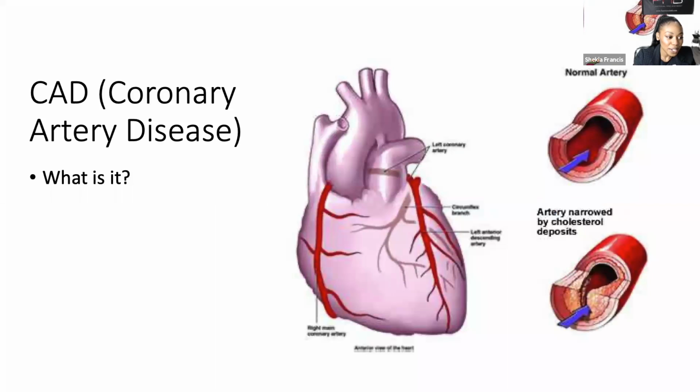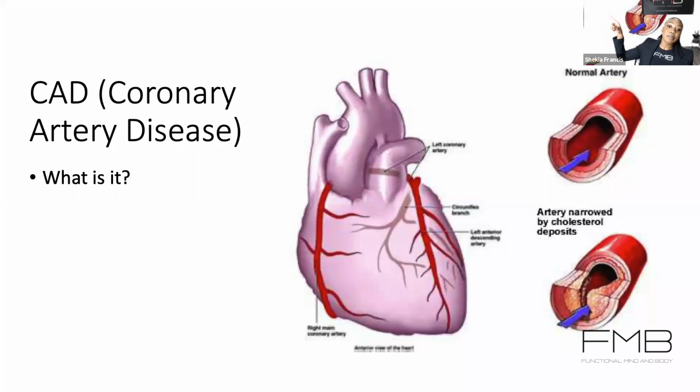So let's talk about coronary artery disease. Coronary artery disease is the most common type of heart disease that we have. It happens when one or more of our coronary arteries, which are arteries that wrap around the heart, become affected. Looking at this picture, you see the red lines that are wrapped around the heart. Those are your coronary arteries.